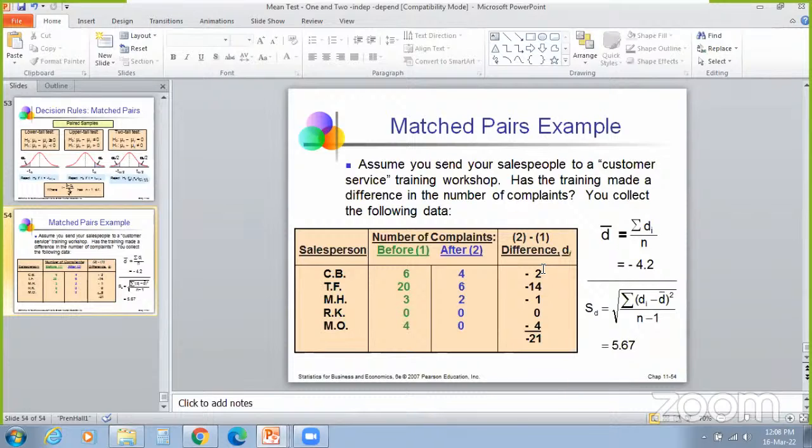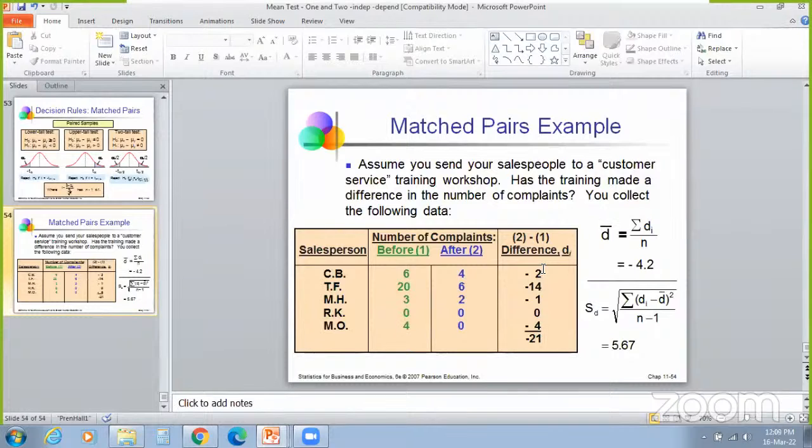Here the example is, assume you send salespeople to a customer service training workshop. Say the workshop has been conducted and it is related to customer service. Has the training made a difference in the number of complaints? You collect the following data, that is, after training and before training, the complaints by the customers. Is there any improvement in the customer service by the salespersons? If there is an improvement in the customer service by the salesperson, then your training work is positively influencing them. If it is not, so that is not worth.